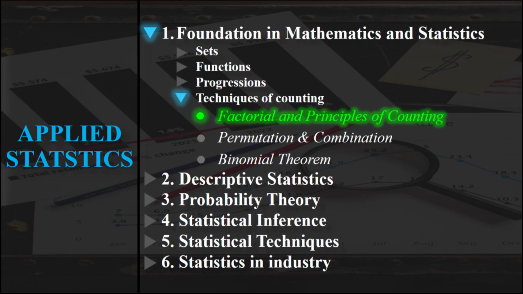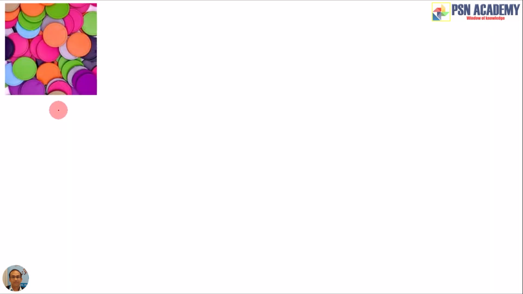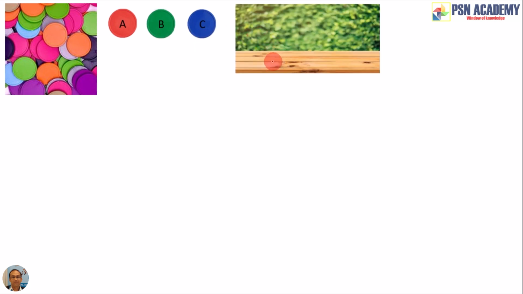Welcome back. In this video, we will talk about factorial and fundamental principles of counting. Say there is a pack of tokens, and from there we have selected 3 tokens. One is red, labeled A, one green, labeled B, and one blue, labeled C. Now there is a table, and we have to put these 3 tokens on this table in a line. Now in what ways can we do this?